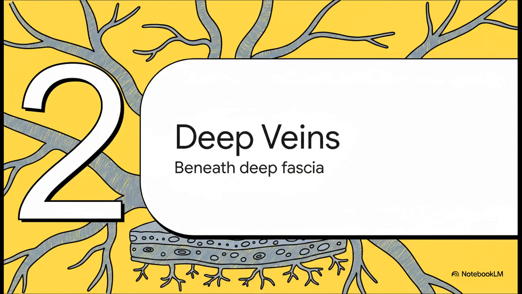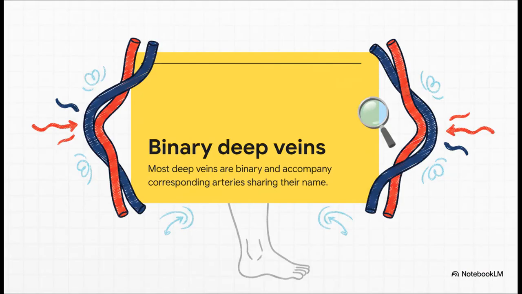It's time to map out those underground highways. This part is actually often misunderstood by beginners, so let's clear it up right now. When we talk about deep veins, you might naturally picture a single large pipe. But actually, most deep veins in the lower limb are what we call binary. They're paired veins known medically as venae comitantes, which simply translates to accompanying veins. They literally wrap around and travel right alongside a matching artery, and they even share that artery's name.